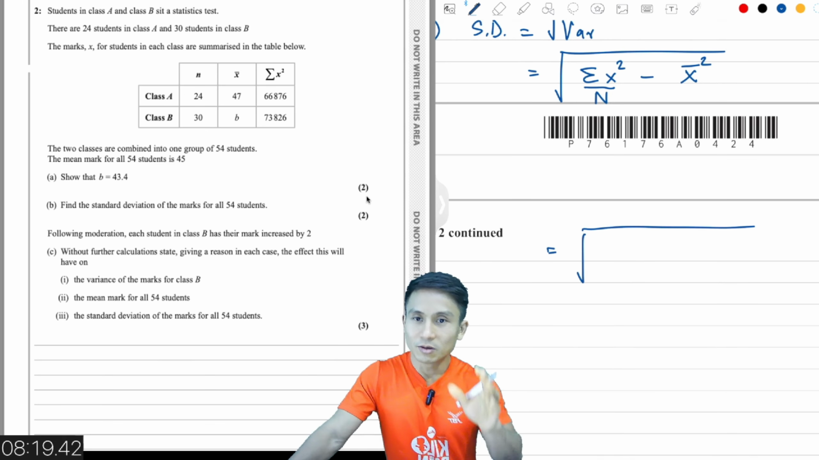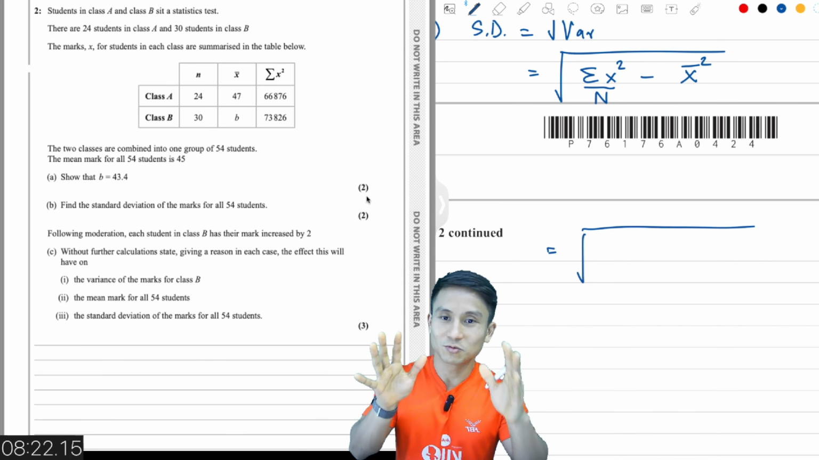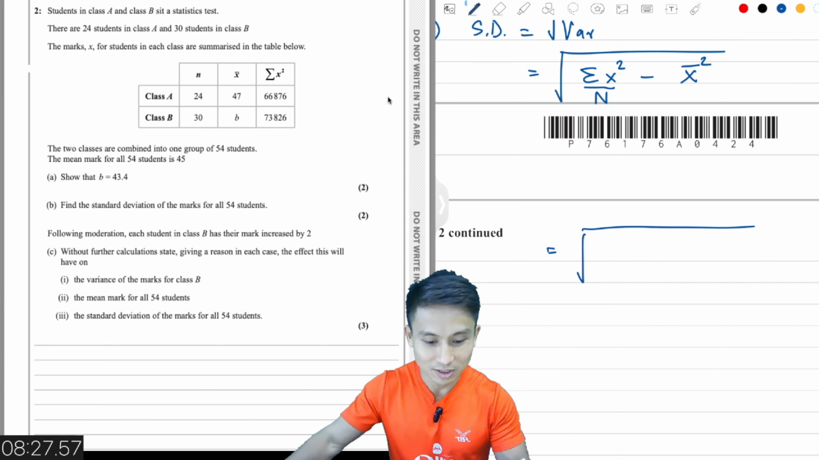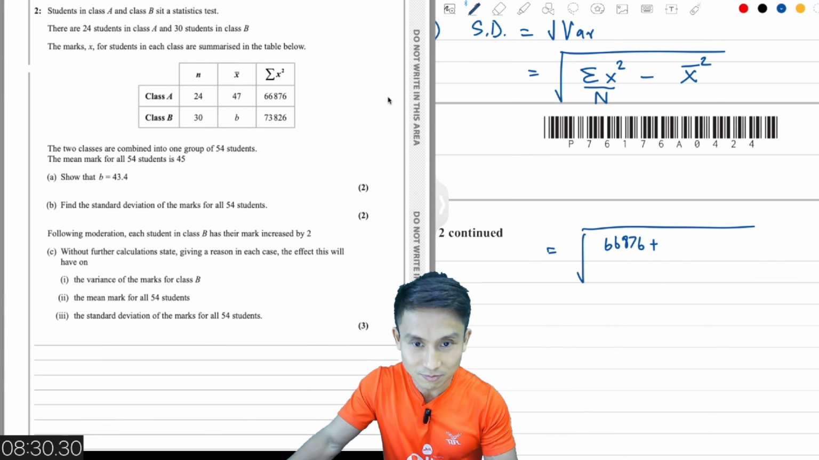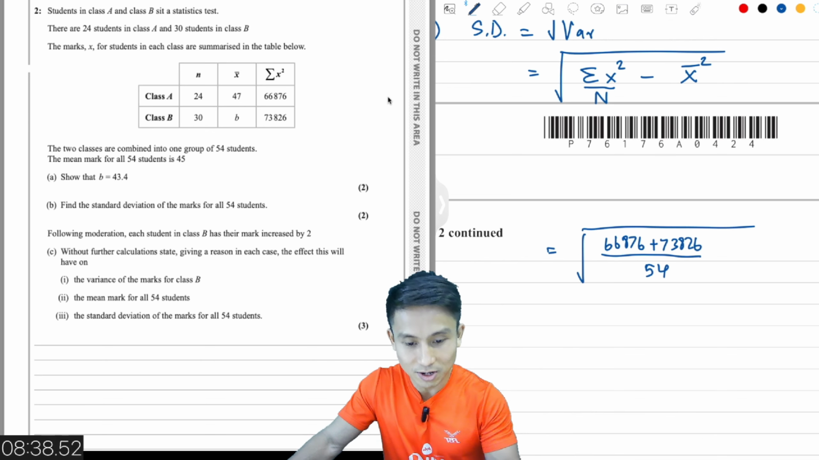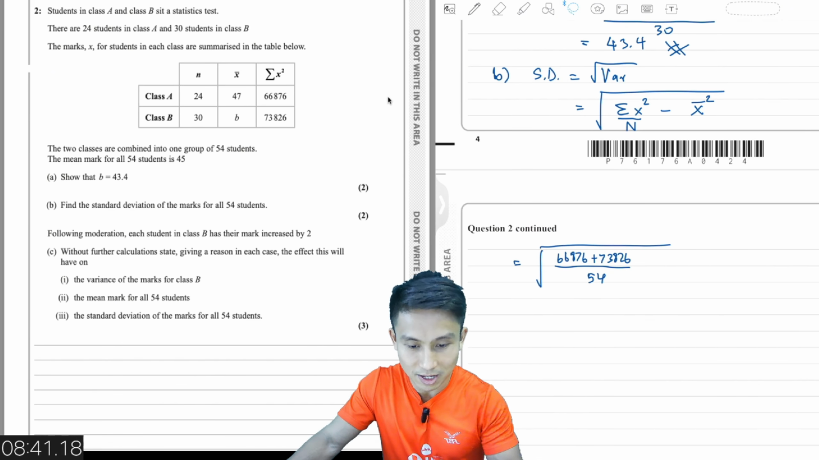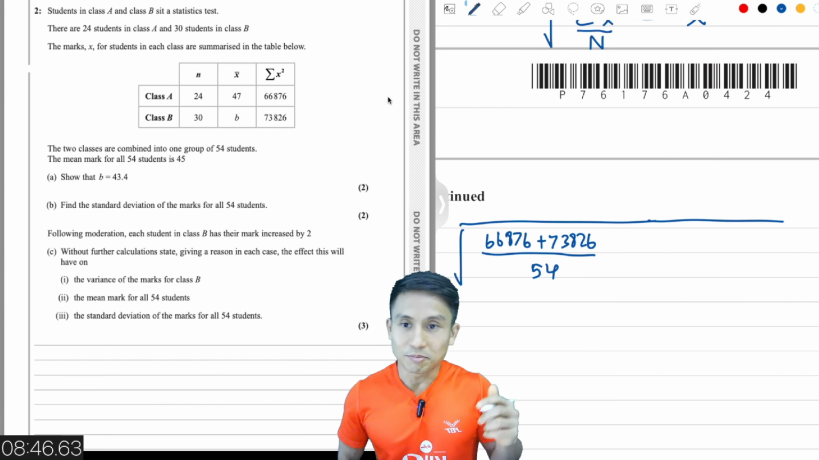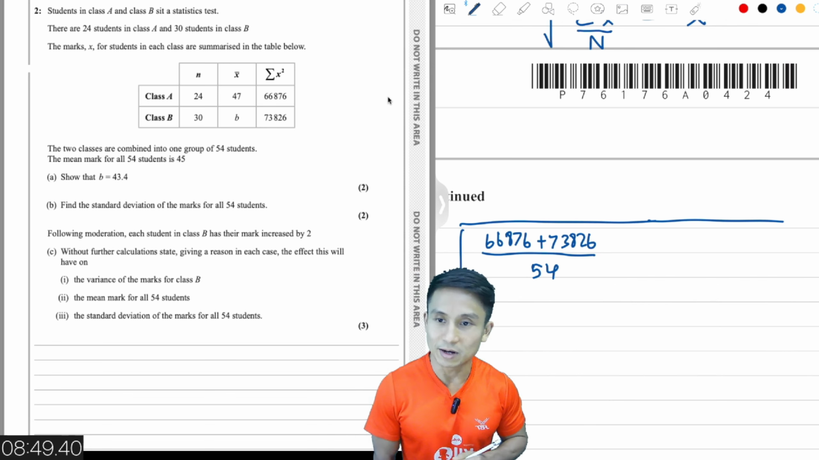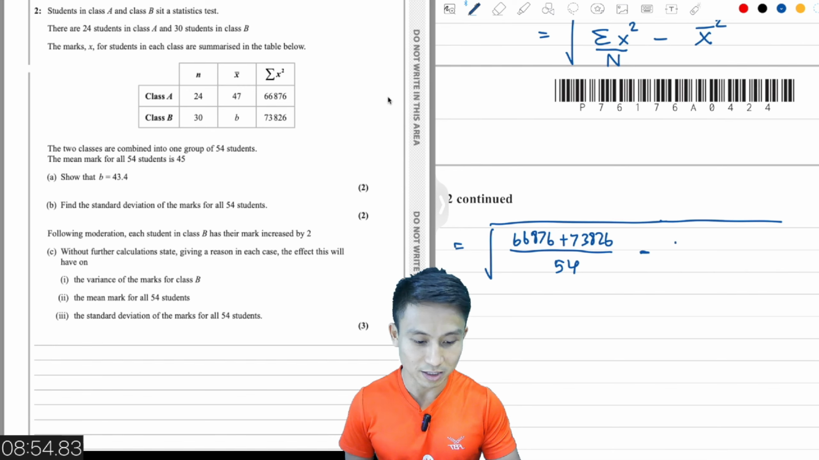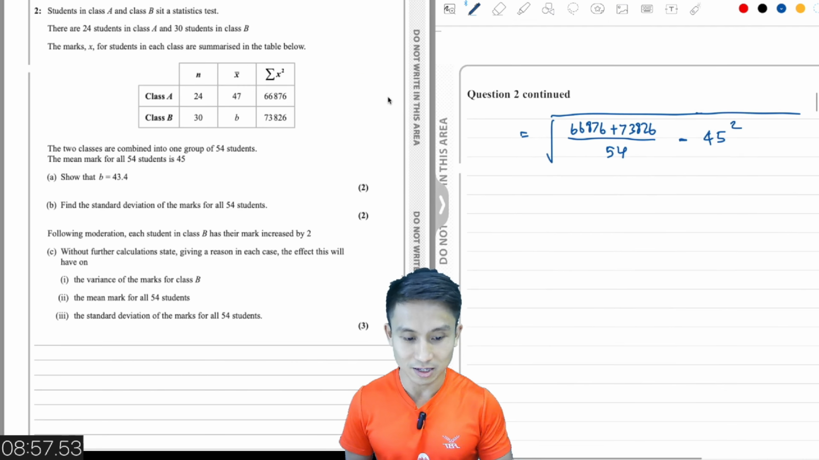Because we have 2 groups, the sum of x squared would be just the sum of the x squareds from the table, this row, this column, yeah? So we're just going to do 66876 plus 73826 divided by the number of all students, which will be 54, right? That's the number of all students, 2 groups combined. And the mean here would have to be the combined mean, right? Because we are summing the 2 groups now. So the combined mean would be 45 as we used earlier. So it's minus 45 squared. That's it. That would be the standard deviation.